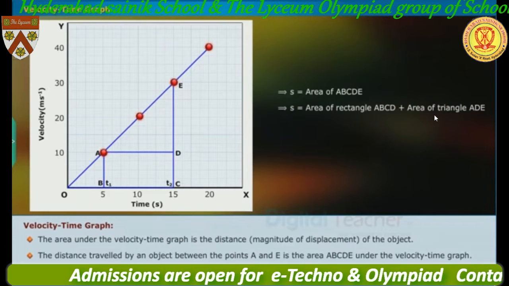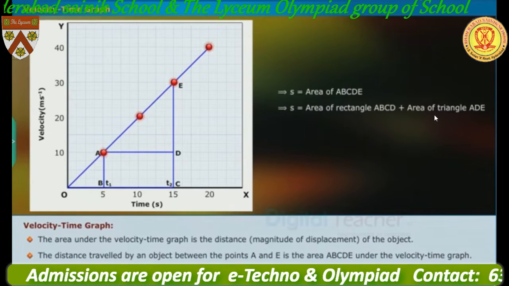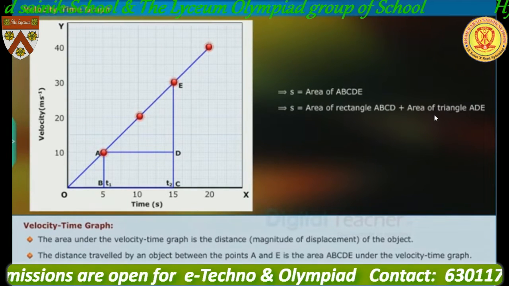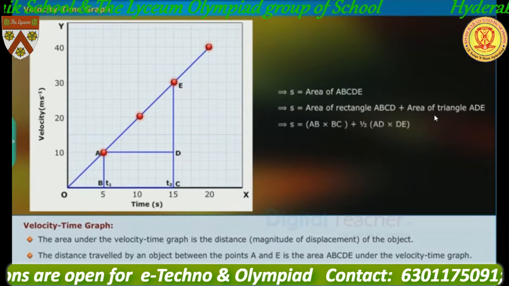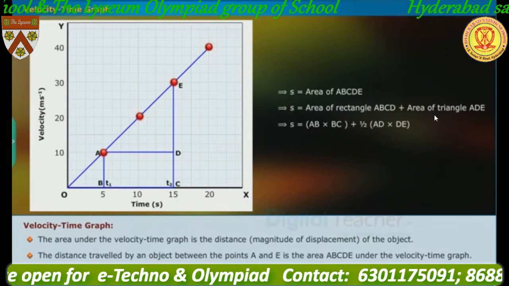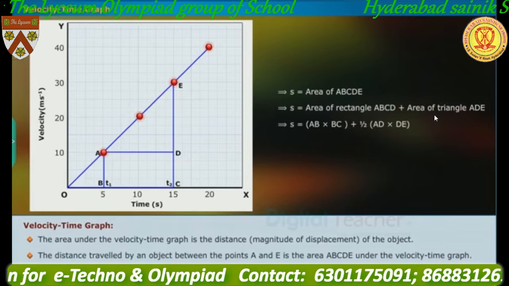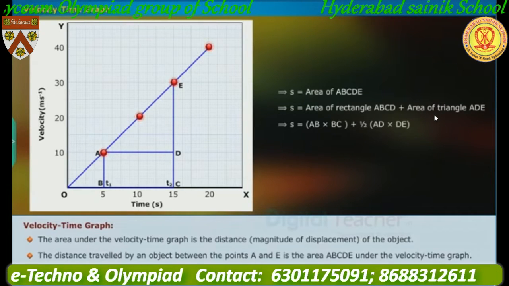This is S equal to area of rectangle ABCD plus area of triangle ADE. Implies S equals AB into BC plus half into AD into DE.